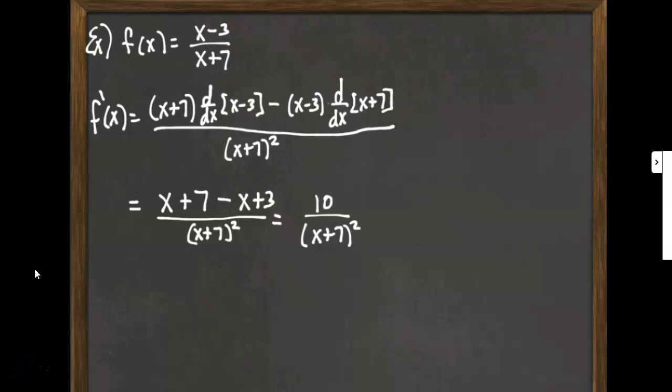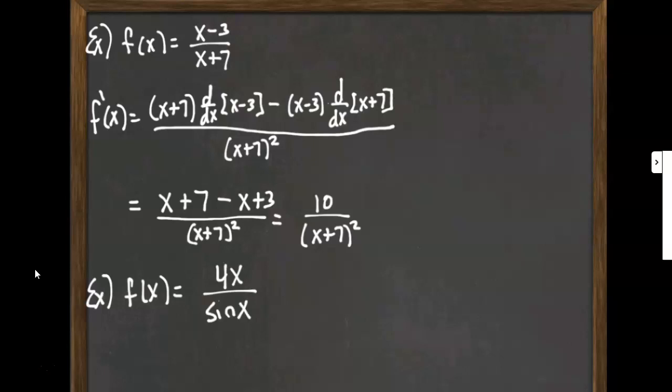Okay, so that one turned out to be pretty straightforward, not overly complicated, not like the last example where we had a lot of multiplication and stuff that we had to do. So let's turn to another one. This is again an example where we have to use the quotient rule. We don't have an option.